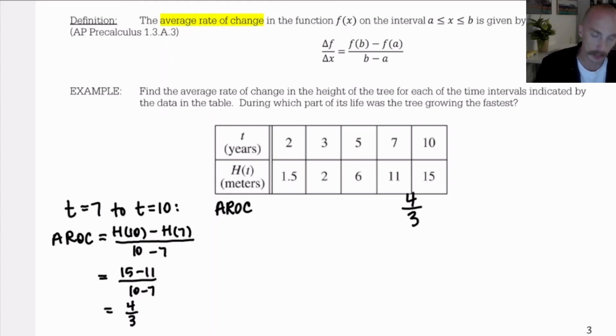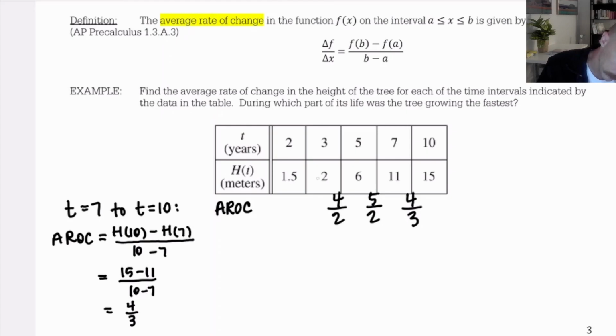All right. Now, for the other ones, I'm going to go a little bit faster. I'm going to say, all right, if I increase from 6 to 11, that's an increase of 5, while t in this case, the input value, increased by 2. Okay, from t equals 3 to t equals 5, h increased by 4. Okay, we already did that. 4 divided by 2.